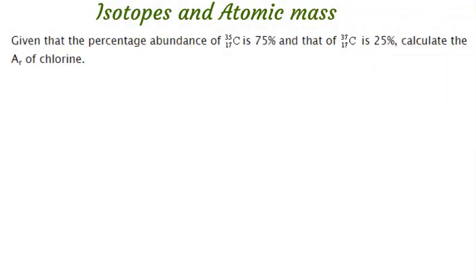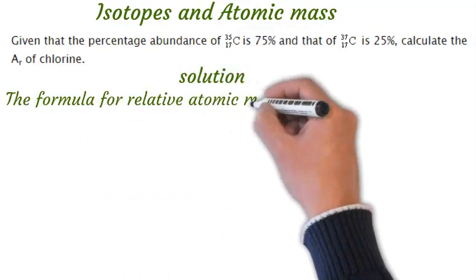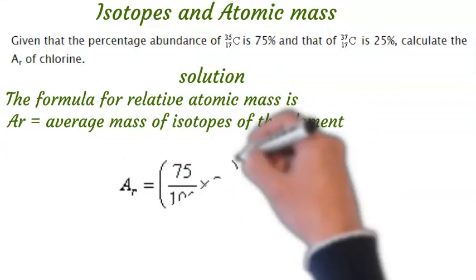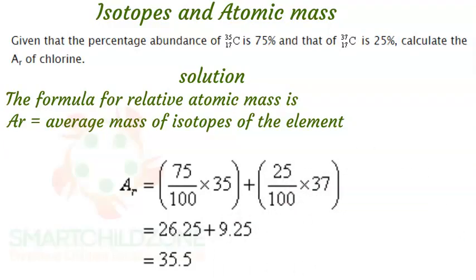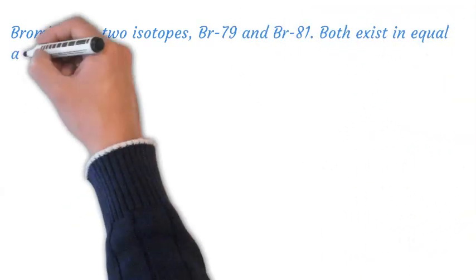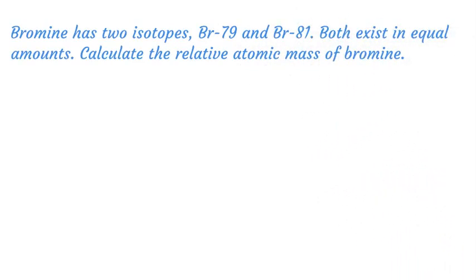Given that the percentage abundance of chlorine isotopes are 75% and 25%, calculate the relative atomic mass of chlorine. The formula for relative atomic mass is equal to the average mass of isotopes of the element. Bromine has 2 isotopes, Br-79 and Br-81. Both exist in equal amounts. Calculate the relative atomic mass of bromine.